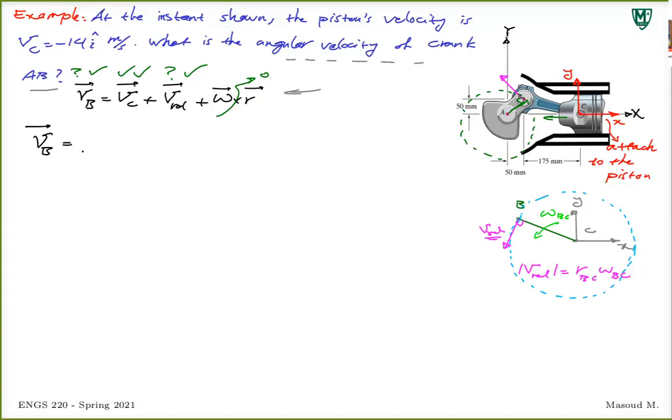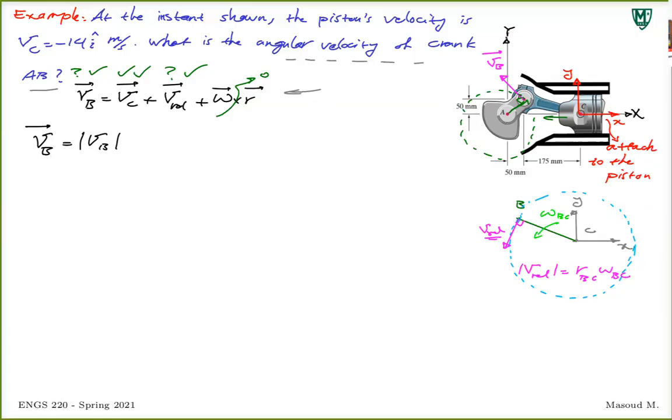So let's say VB, right? Let's go over these terms one by one. VB, I draw it here. I said this is VB because point B is part of BC and part of AB. So VB is whatever is the magnitude of VB, and we have to find its direction.